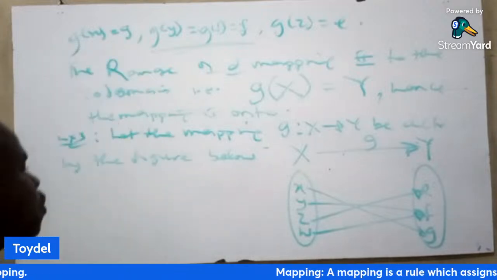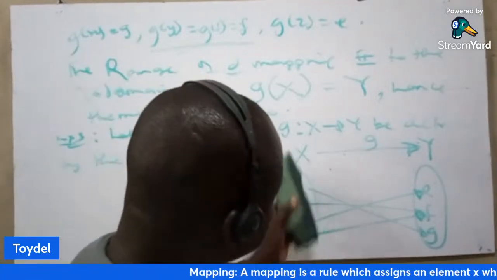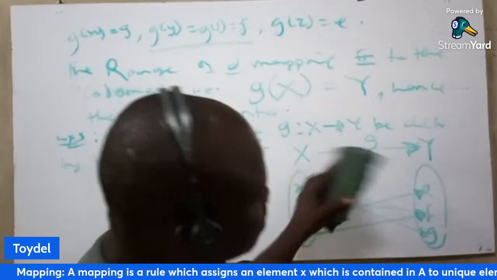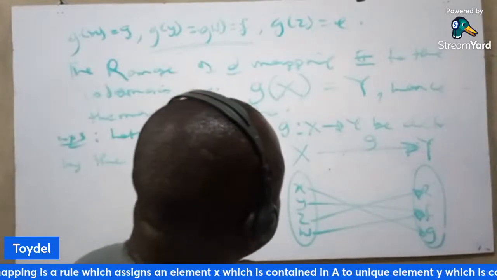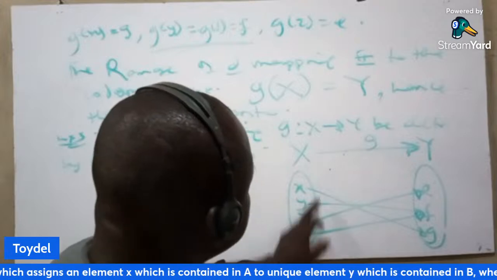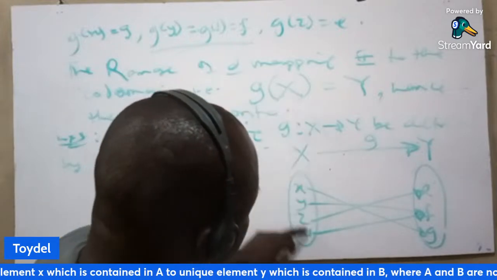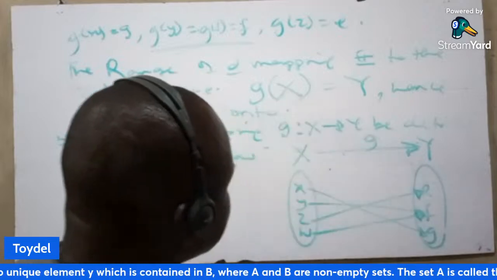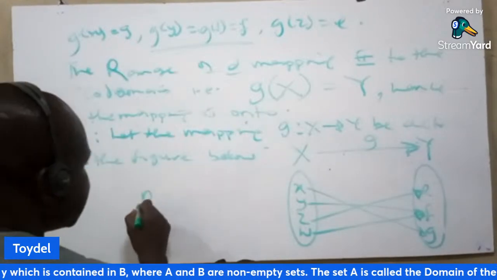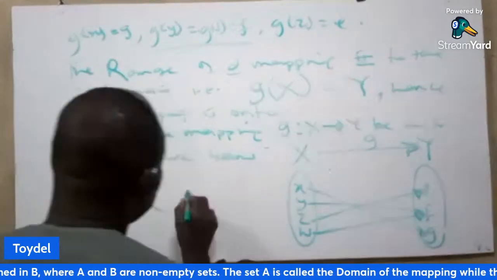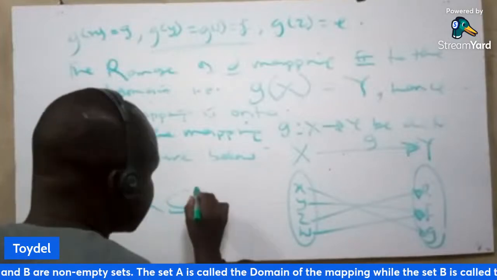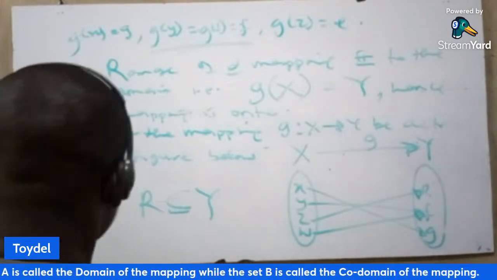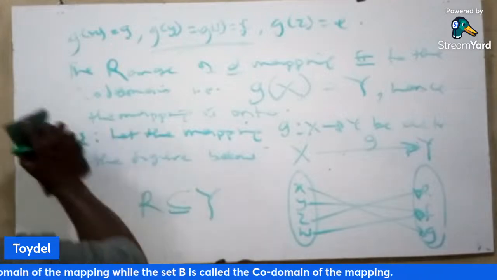Why is it onto? All the elements here have an image at the codomain, and all the elements here, something is mapped into them. If we perform it on all the elements, how many elements do we have here? 4. All of them have images at the codomain. Not only that, the range we have defined from the onset is a subset of the codomain. So if this condition is satisfied, then we say that the mapping is onto.